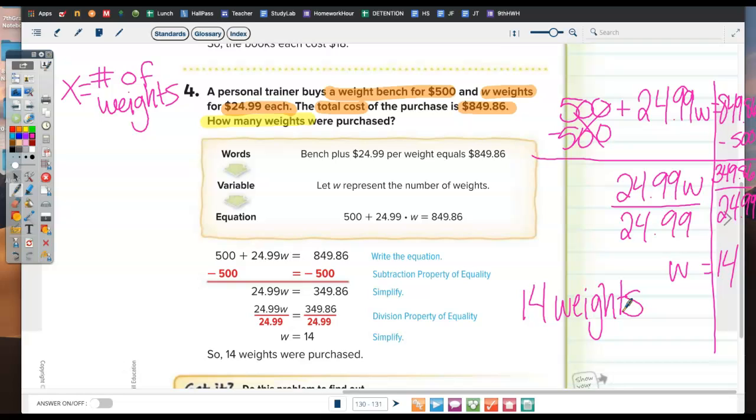Your assignment is on page 132, number 1 through 4. So what are we doing? We took 349.86 divided by 24.99. Page 132. Okay. Next page. Sorry.